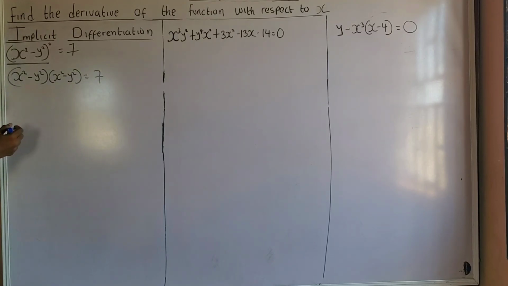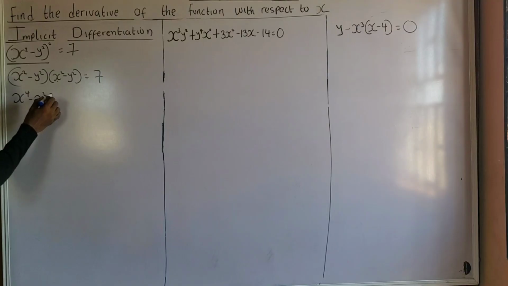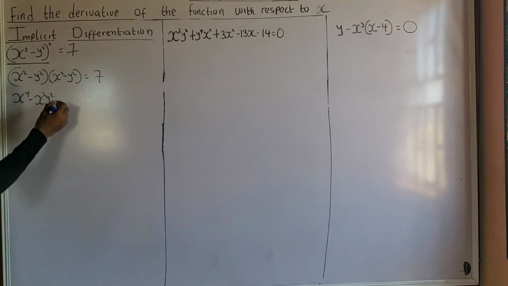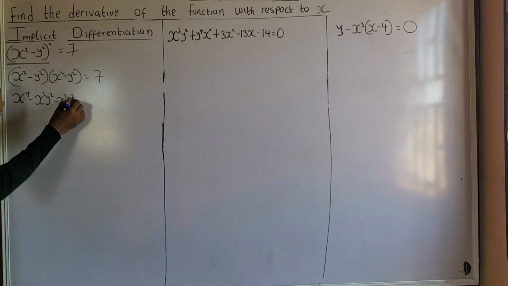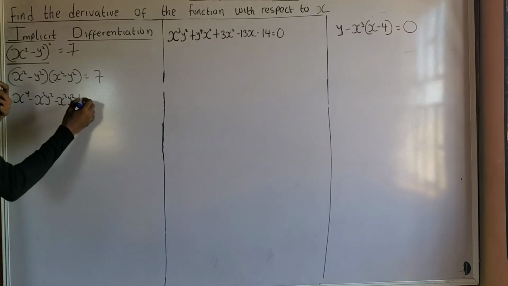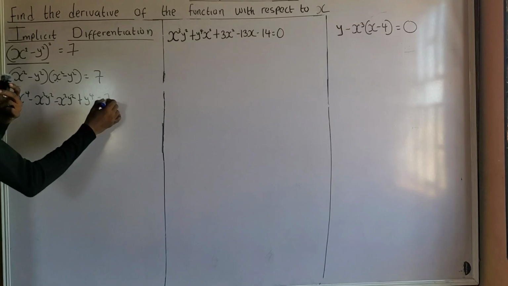Okay, now expand. X squared times x squared, that is what? X to the power of 4. X squared times negative y squared, that is negative x squared y squared. Negative y squared times x squared, we're going to have negative x squared y squared. Negative y squared times negative y squared, that is what? Positive y raised to the power of 4 equals to 7.